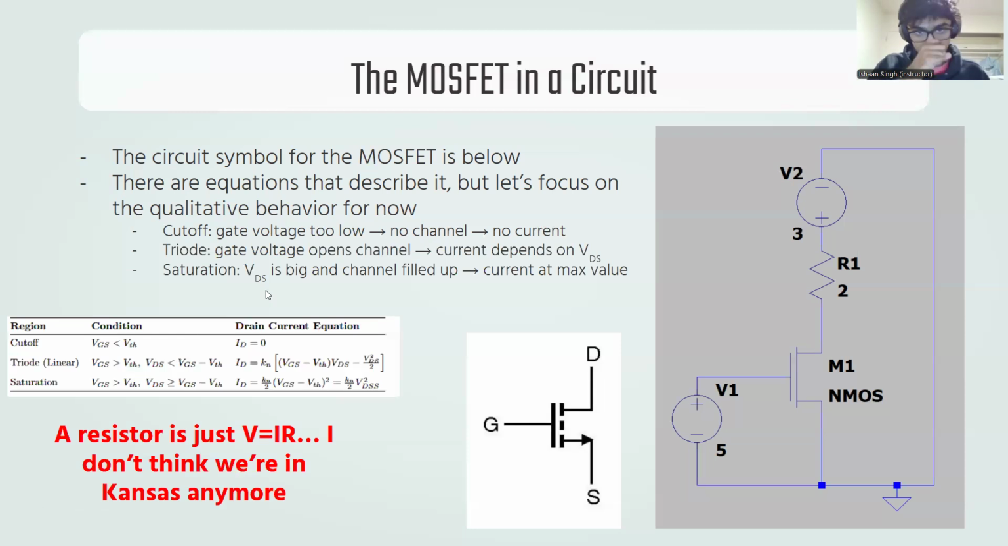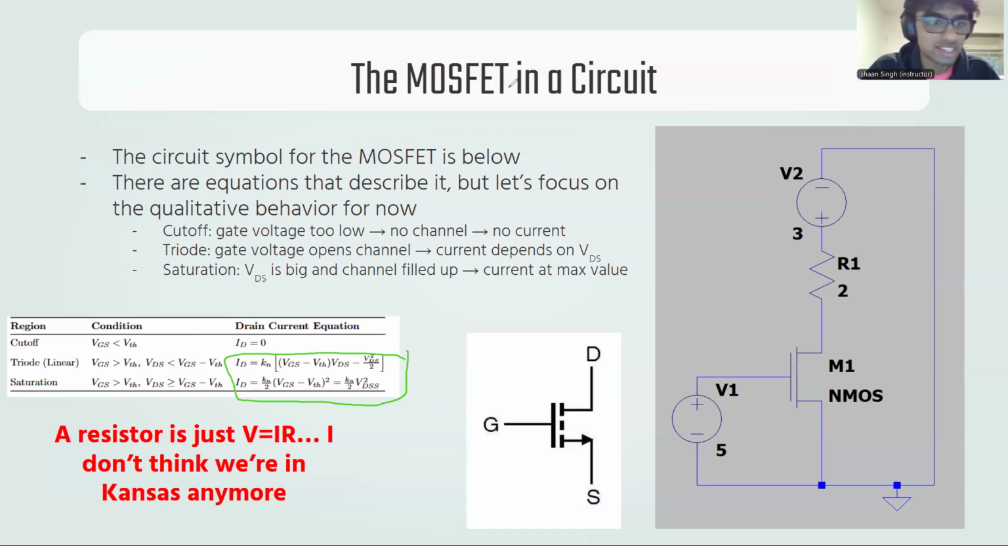So there's equations that describe this. And you can tell these equations are pretty nasty. Okay, so that's why we're not going to do any math with the transistors. It's just too nasty for us to work with. Not in Kansas anymore. This is no longer just as simple as V equals IR was for a resistor.